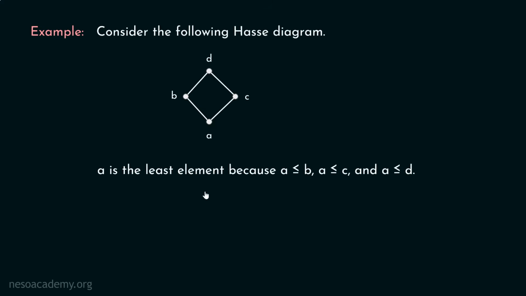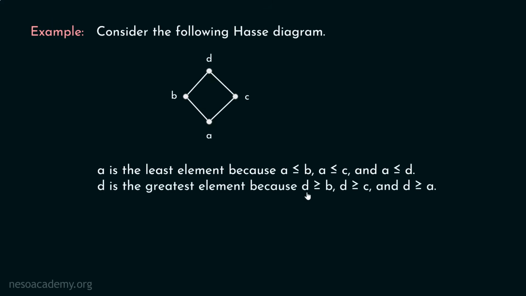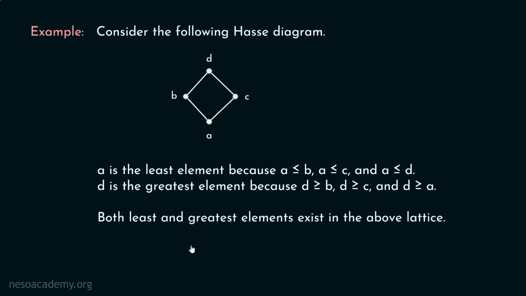Now what about the greatest element? D is the greatest element because D is greater than or equal to B, D is greater than or equal to C and D is also greater than or equal to A. In other words, A is related to D, C is related to D and B is related to D. Clearly we can say that D is the greatest element. In this Hasse diagram, we have the greatest element and the least element. Both least and greatest elements exist in the above lattice. Therefore, the given lattice is a bounded lattice.